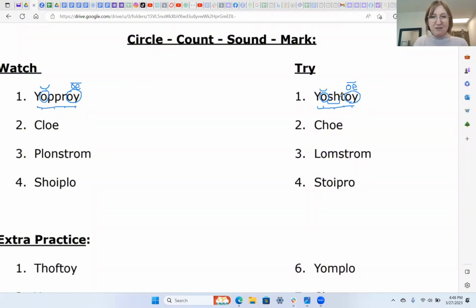If that one wasn't super solid, it's probably because I didn't teach that one very well. I forgot to tell you what each of those graphemes was doing.